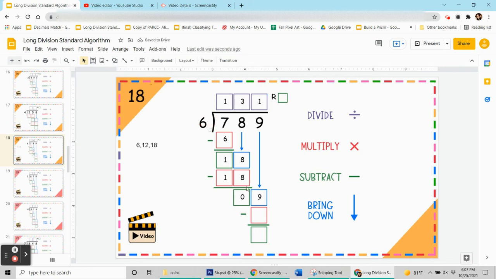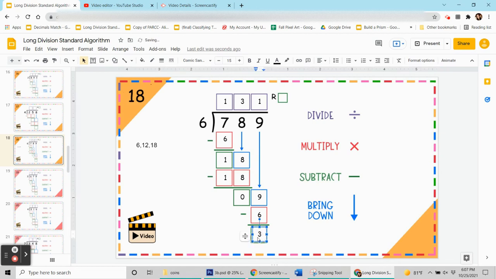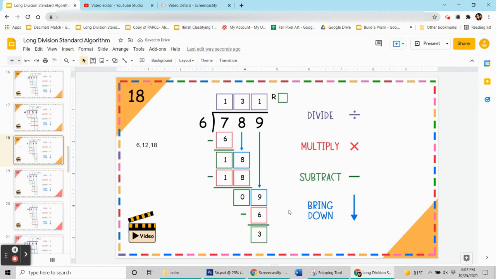1 times 6 is 6. Then we subtract to see if there's anything left over, and 9 minus 6 is 3. You can't fit 6 into that 3. There's nothing left to bring down. This number is too small to work with in this case, so it is left over. It's a remainder. It goes up here. What that means is 789 divided by 6 is 131, but then there's 3 left over.